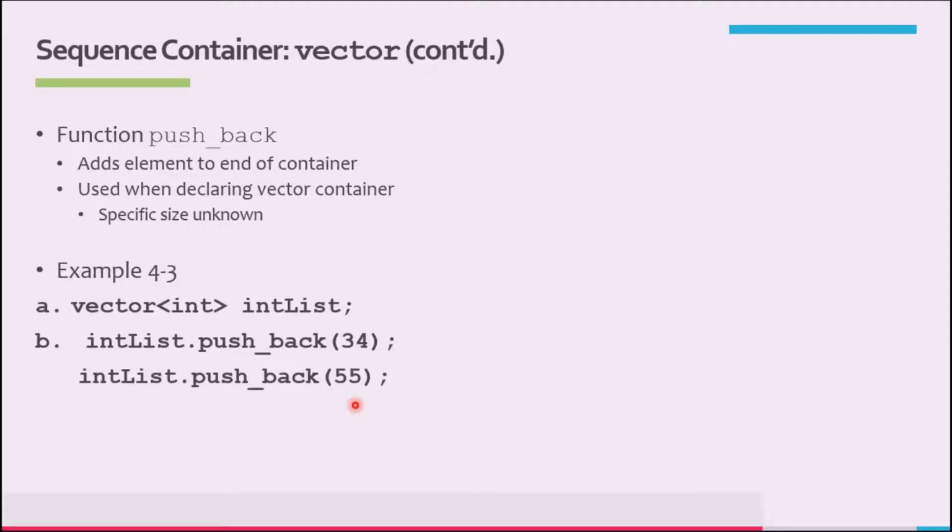All right. So of course, you could have used the size or resize function to increase the size of intList, and then use the array subscripting operator. However, at times, the push_back function is more convenient because it does not need to know the size of the container. It simply adds elements at the end of the container.